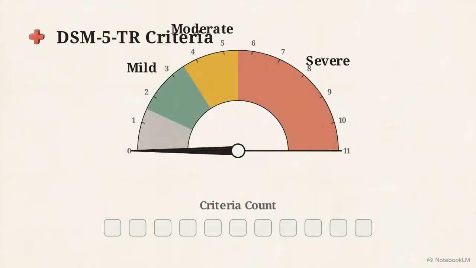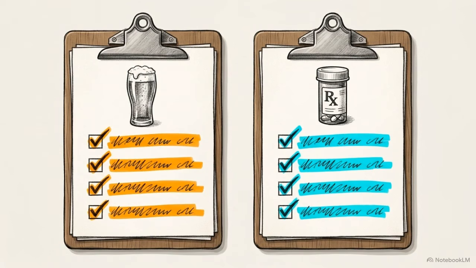This gauge illustrates the diagnostic rule. Severity is determined exclusively by counting how many of the 11 criteria the client meets. 2 to 3 checks is mild, 4 to 5 is moderate, and 6 or more is severe. If a client uses multiple substances, apply the polysubstance rule. You assess, diagnose, and score each substance completely independently.